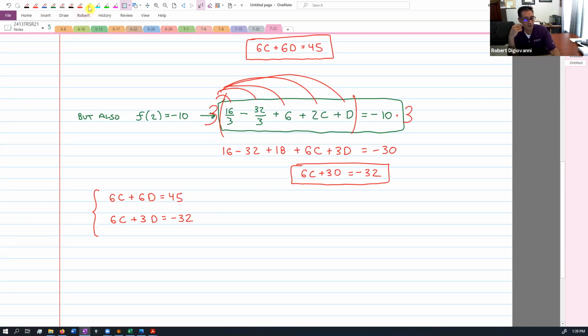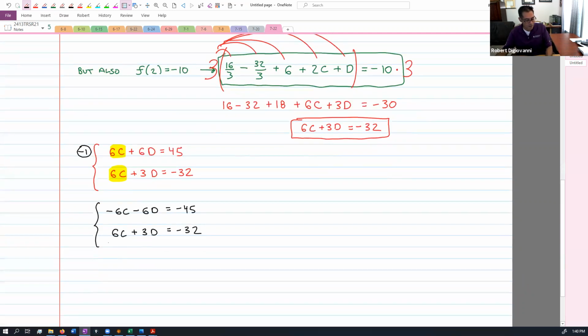And the reason I'm doing elimination is because I see the 6 C's are almost identical. So if I decide to multiply the entire first equation by -1, it'll make it a -6c. And then when I add them together, the 6 C's will cancel. So I multiply the top equation by -1. And that's the entire equation gets hit with -1. Then I rewrite the second equation, don't change it at all. And then what I do is I add these 2 equations straight down. This is called elimination.